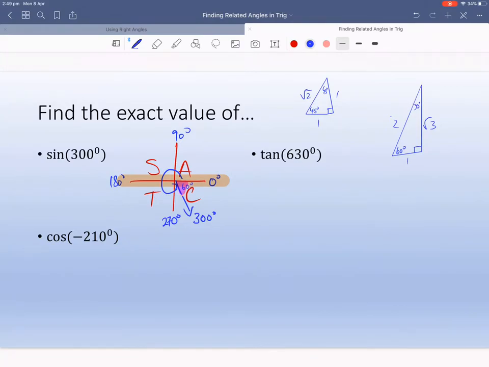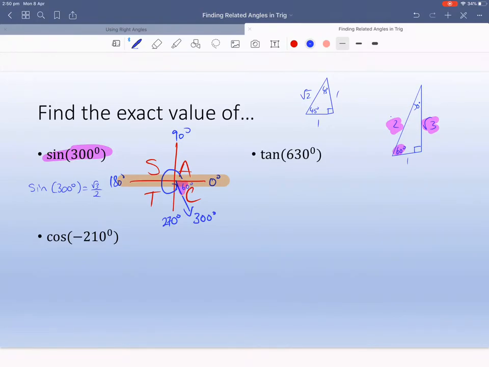So the related angle here that we found for sine 300 is 60 degrees. We've just drawn it, and it's 60 degrees. So that means we're looking at this angle here. Now it's sine, so sine 60 degrees is root 3 on 2, because it's opposite over hypotenuse. So we go sine 300 equals root 3 on 2.